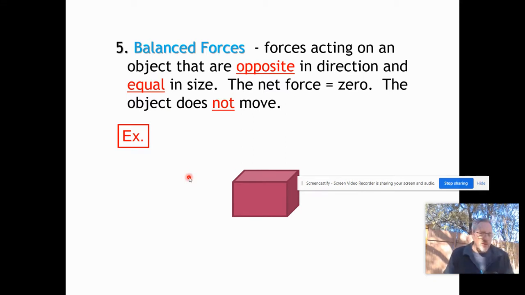Now a balanced force. When all of these forces, all the struggles on all sides, balance each other out, it's called a balanced force. It's forces acting on an object that are opposite in direction. So one can be going from this direction and one from this direction, right? And if they're equal, like 10 newtons here, 10 newtons over here, well, it just stays put. The net force is zero. The object does not move.